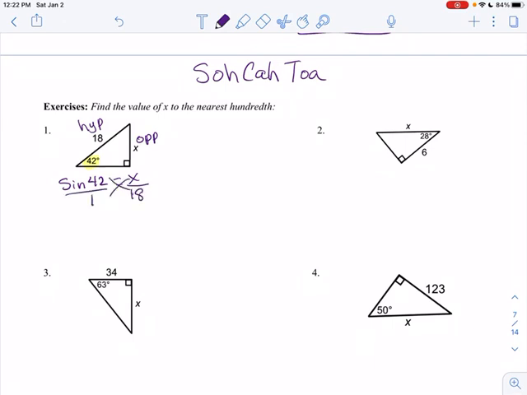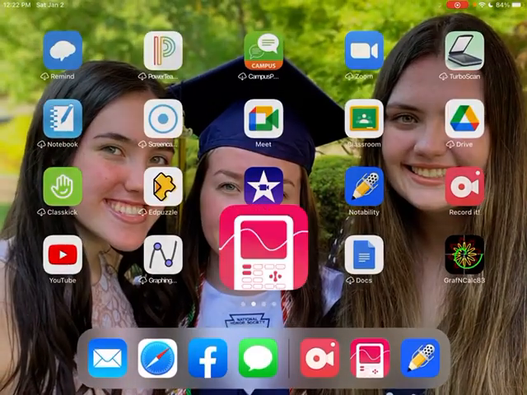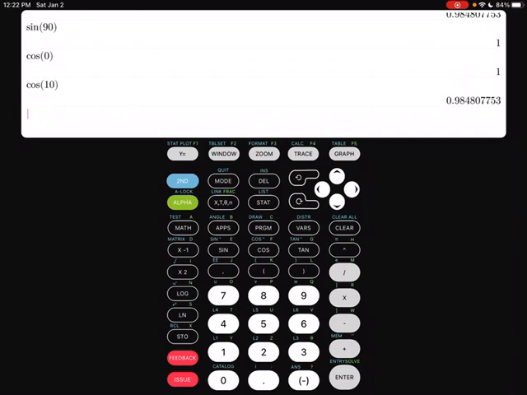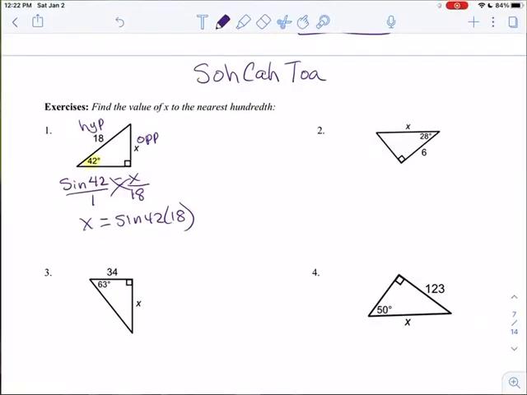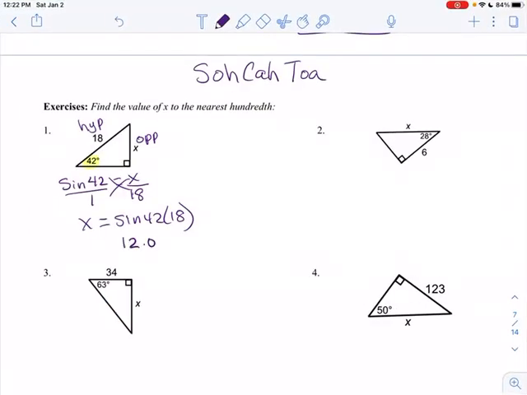Put a 1 under here, cross multiply. 1 times x is x. Sine of 42 times 18. So that's what's going in your calculator. Let's do one together so you can see the calculator. So I'm going to do sine of 42, close the parentheses, times 18. And all of these are going to be rounded to the nearest hundredth, so it's going to be 12.04. Done.